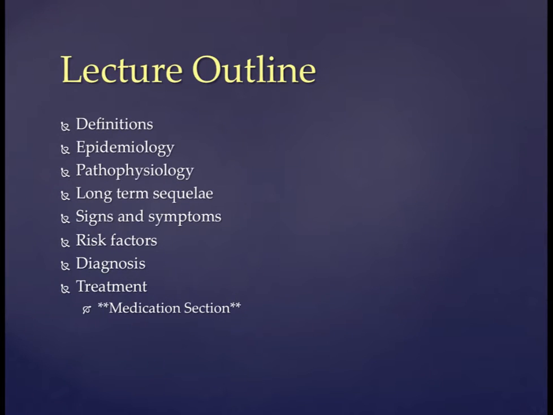Just an outline of how the lecture will flow today. First, we'll start with definitions, then we'll move to the epidemiology, so how many pediatric patients are affected by this disease. We'll talk about the pathophysiology and then long-term sequelae, so what happens if these patients go undertreated or not treated. The various signs and symptoms, focusing on the different age groups of the pediatric population, the risk factors for developing this disease, how a physician will diagnose it, and then we'll finish up with the treatment. And I would like you to focus, of course, on the medication section, as that's the most important for us pharmacists.